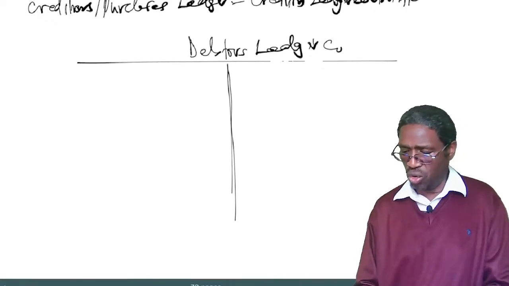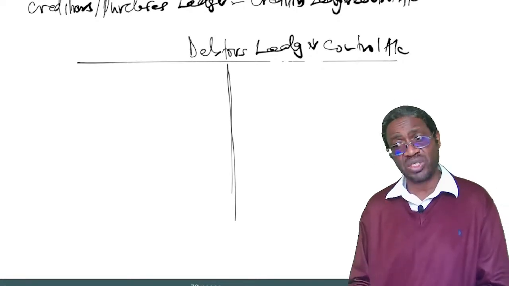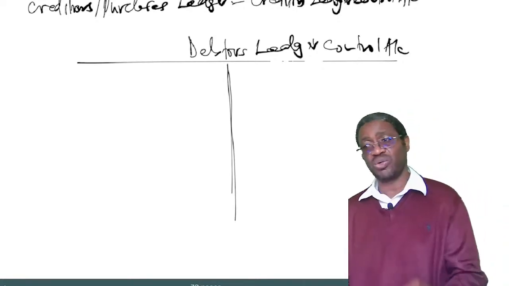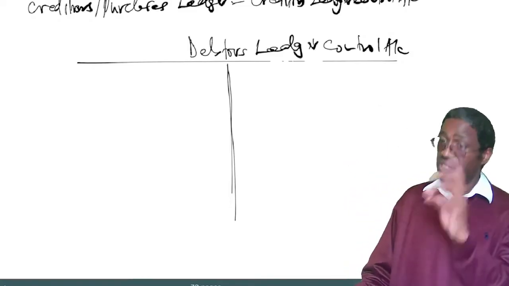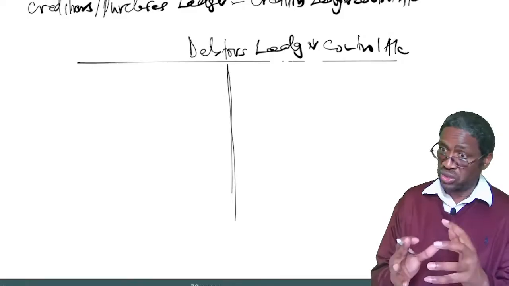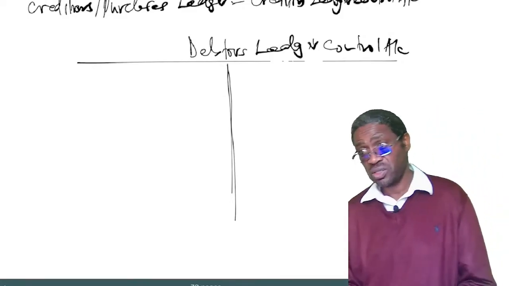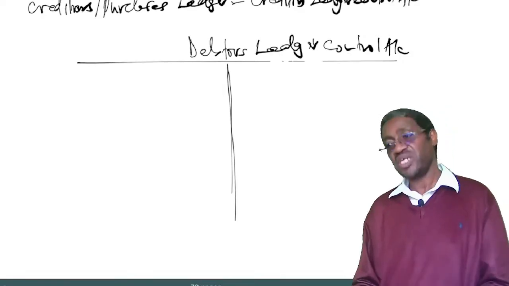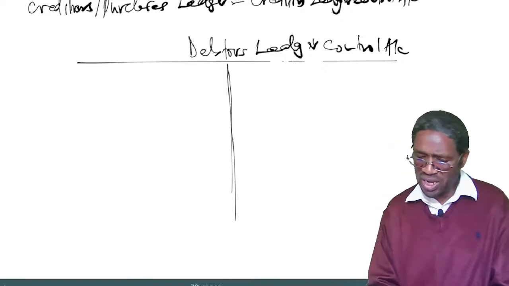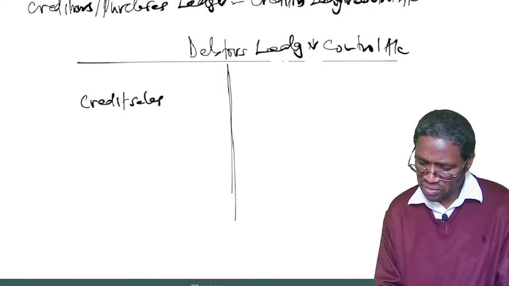Good. The only difference I'm saying, when you are preparing the control accounts, this is the debtors ledger control account. When you are preparing the debtors ledger control account, you don't use the individual amounts. Instead, you use the totals. Get the total of all your credit sales. You know goods sold on credit, we normally debit debtors, you credit sales. So you come and credit here with whatever is the credit sales.